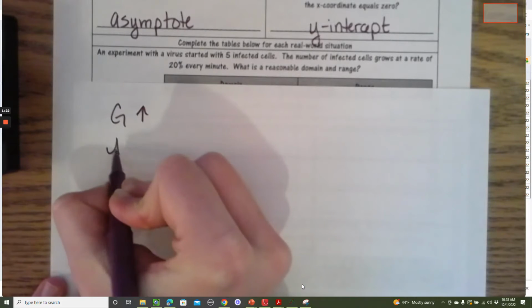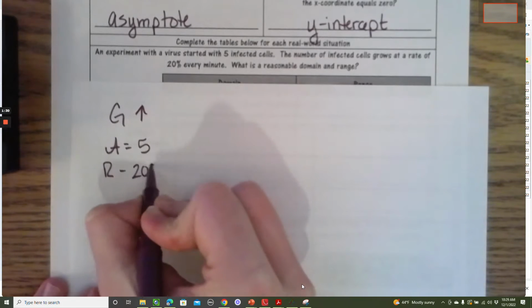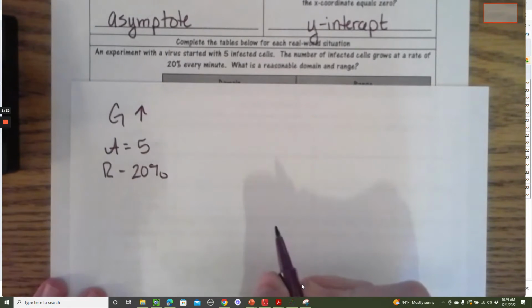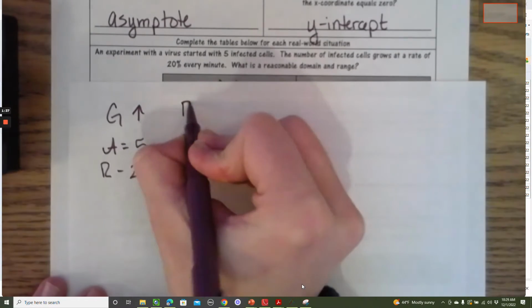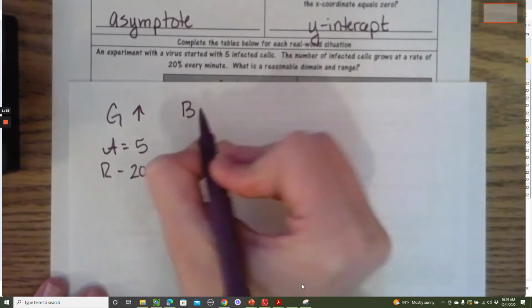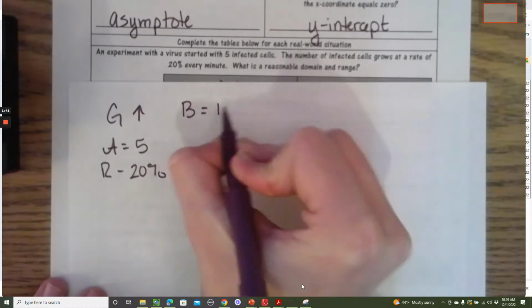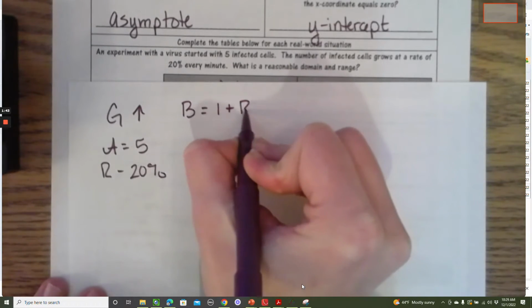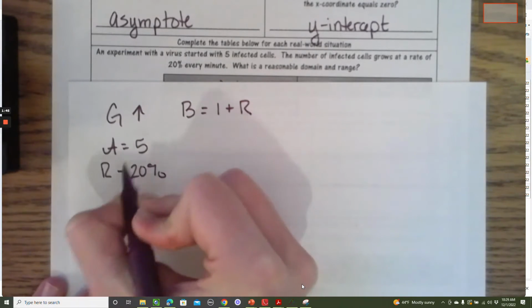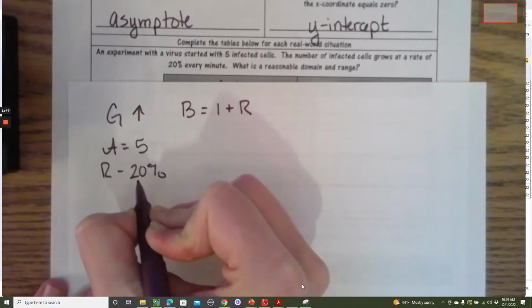So, what's our A value? What's our initial value? 5. And then our rate is 20%. Now, that is not our B value. Your B value, when it's growth, equals 1 plus the rate. But I cannot do anything with a percent. Does anybody know how to turn a percent into a decimal?